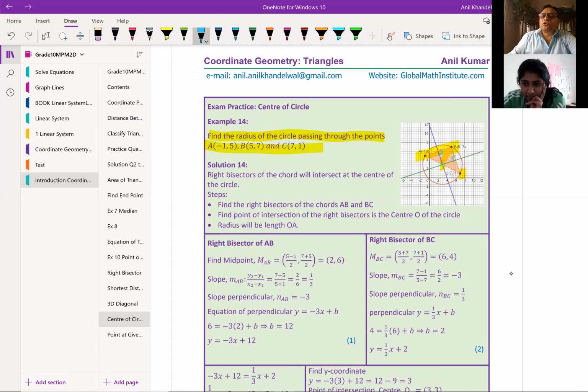So we are going to use those principles to find the equation of this line, which is the right bisector of AB, and also the other line, which is the right bisector of BC. Once you have these two right bisectors, they will only intersect at the center of the circle. So we get, let's say, center O of the circle. So you make them equal to each other. And once you get the center point, then use any of these points to find the distance, which is the radius. Done?